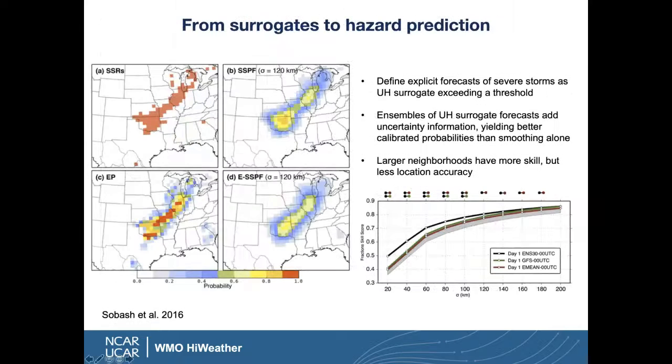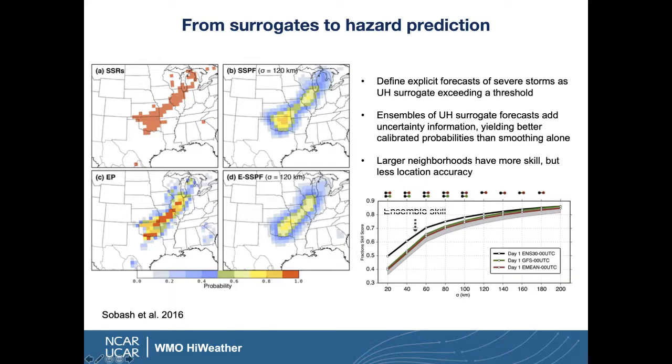And then we can take these storm surrogate fields and basically compute probabilities of hazardous weather occurring. And so in this case, in the upper left panel, these are places in our storm simulation where we have severe storm surrogates occurring, and we can smooth those out using a Gaussian smoother in the upper right panel. And then we can combine that with ensemble probabilities in the lower left to come up with a smooth ensemble storm scale probability field in the lower right.